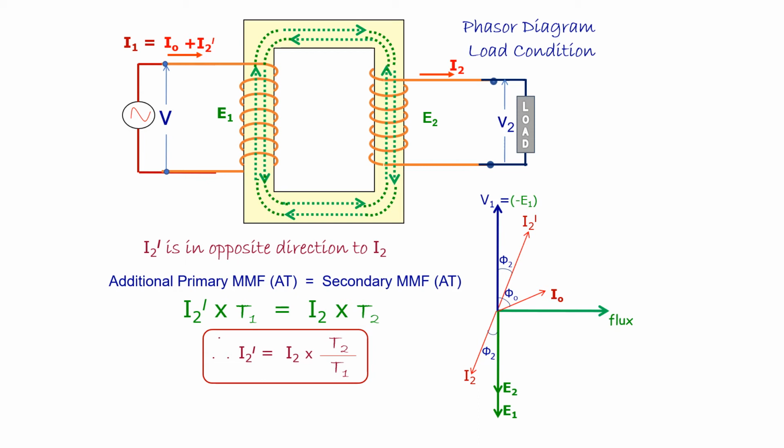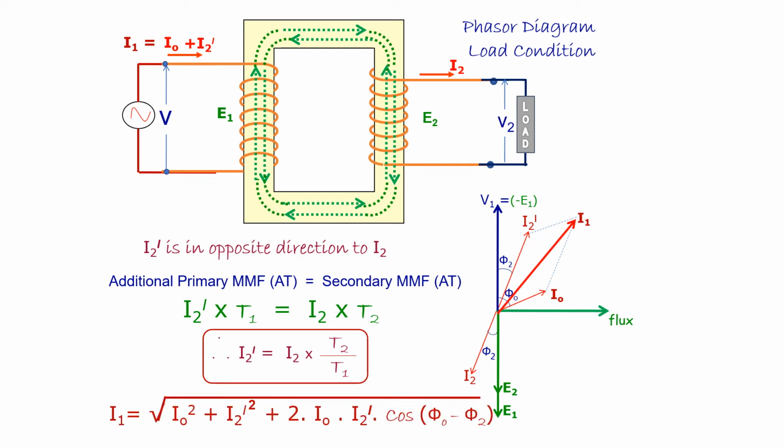Now the input current I1 is equal to I0 plus I2 dash. In the phasor diagram, we complete the parallelogram for the addition of I0 and I2 dash and get the I1 phasor. I1 can be calculated from the parallelogram as the root of I0 square plus I2 dash square plus 2 into I0 into I2 dash into cos of the angle phi 0 minus phi 2.